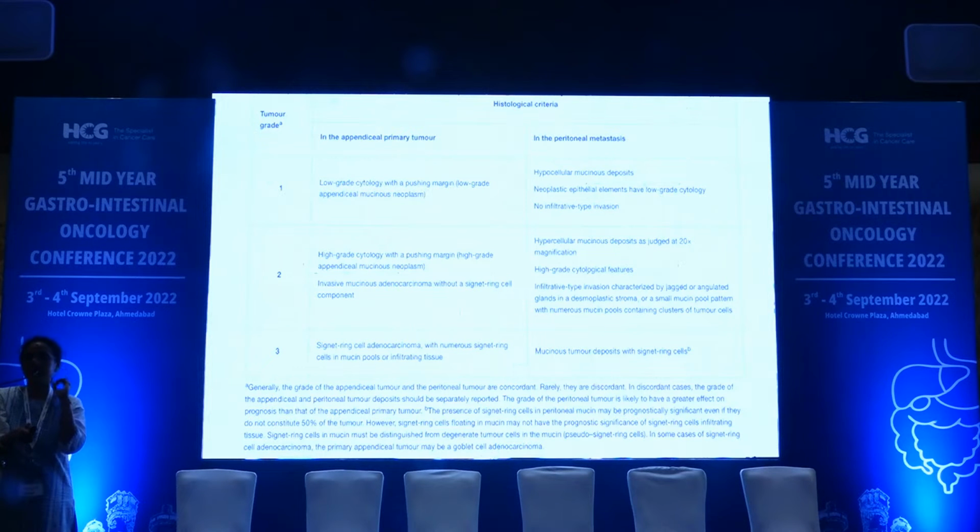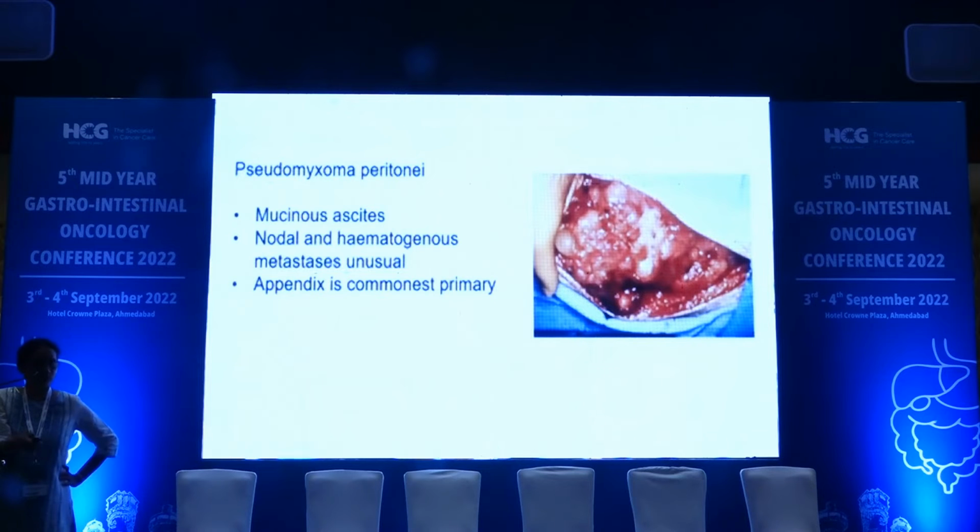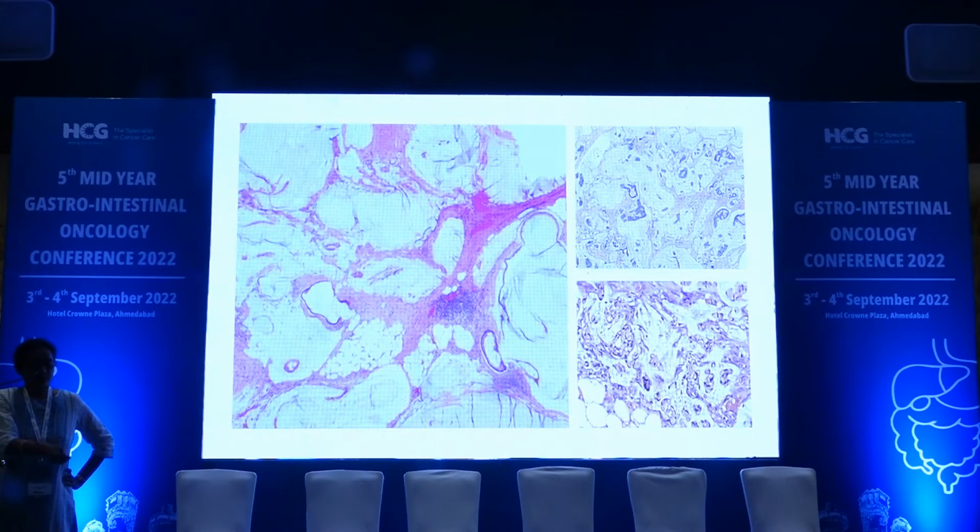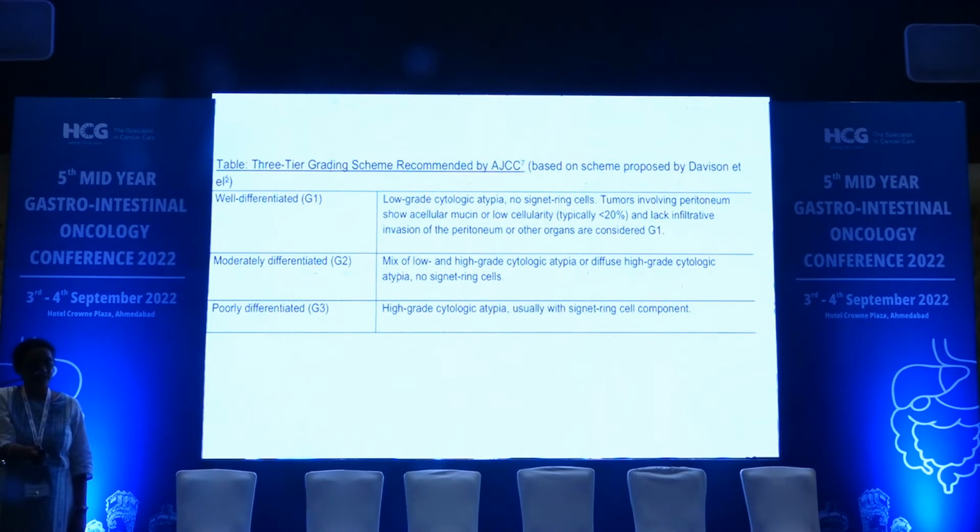One has to remember that the signet ring cells are true signet ring cells, they are not pseudo signet ring cells, and when the signet ring cells actually invade the peritoneum, that is supposed to be having even a worse prognosis. This is how a pseudomyxoma peritonei looks like. It's a mucinous ascites. Nodal and hematogenous metastasis is unusual. The first one on the right for you guys is a low grade. The one on the top is a grade 2, and the third one has signet ring cells.